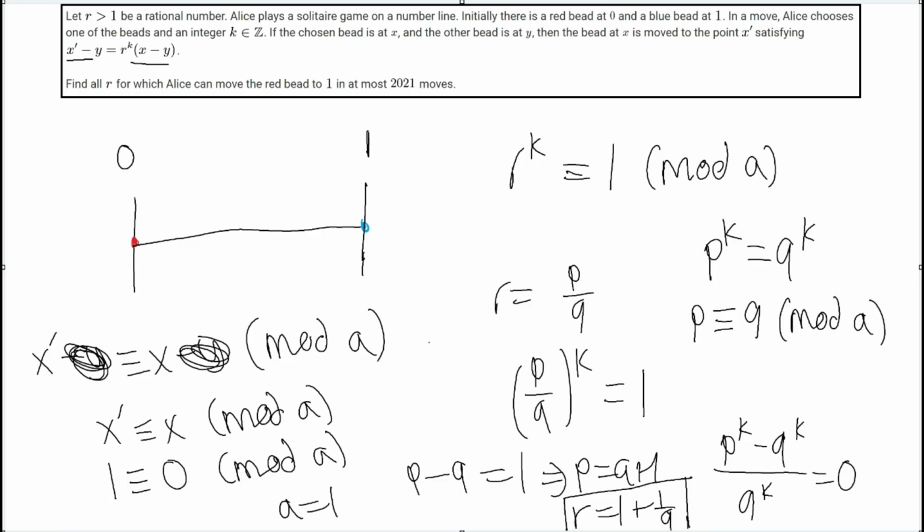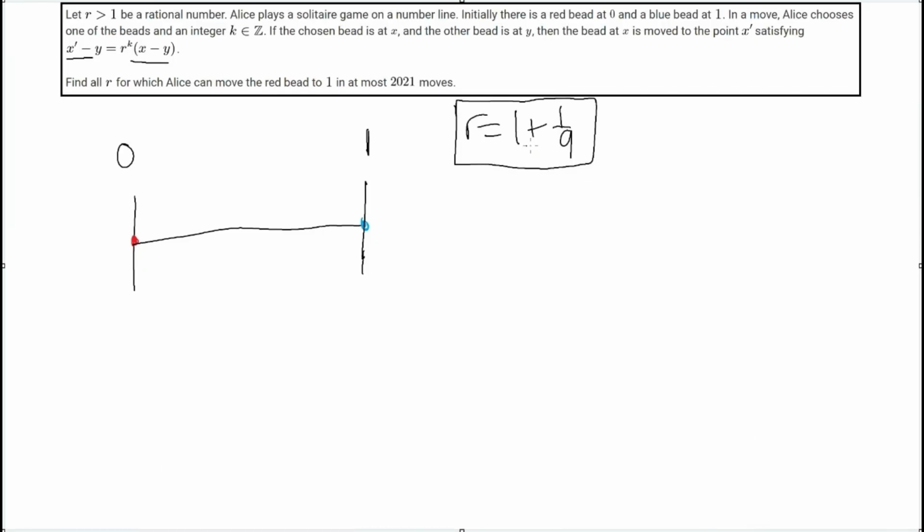And this is the first part of our problem, because that reduces our search space a lot, because now we know r equals 1 plus 1 over q. So now that we know this, we can try experimenting with this. So first, we can try playing around with some moves and see how we can get this to work.